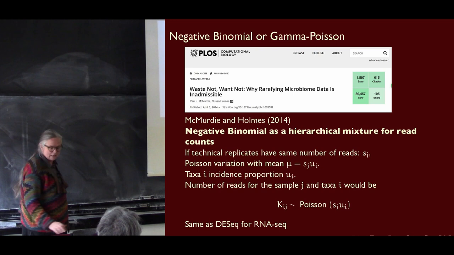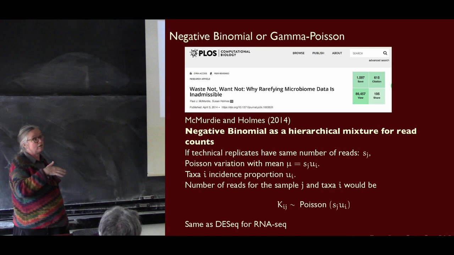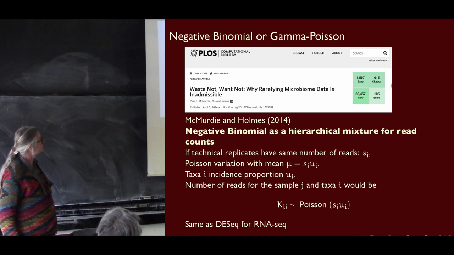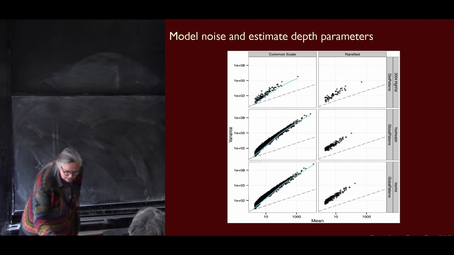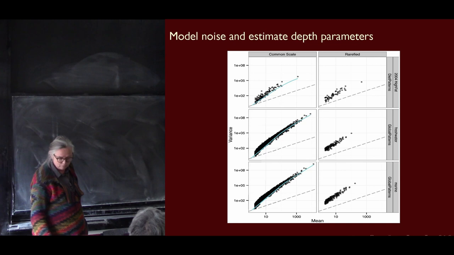You can do a more sophisticated version of this if it's very sparse, so zero-inflated negative binomial. When we compared, we used the iKaiki, and mostly the negative binomial fits pretty well. There are fewer parameters to fit. And you can see in this case that the simple Poisson model just doesn't fit. But the negative binomial, this is real data, fits the data very well, and you can estimate the depth parameters using a non-parametric curve.